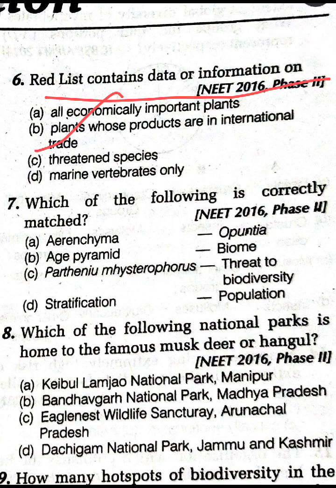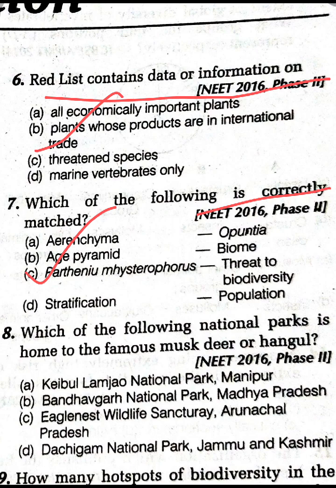Next is, which of the following is correctly matched? So option number C, Parthenium hysterophorus. It causes threat to biodiversity. It is carrot grass which acts as an alien species, and it is dangerous to the indigenous species. So option number C is the correct one.